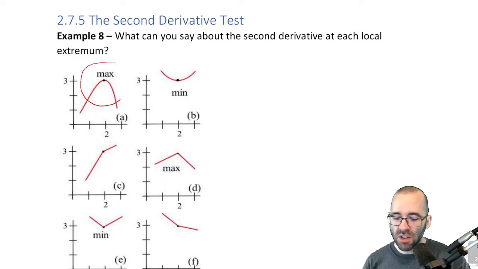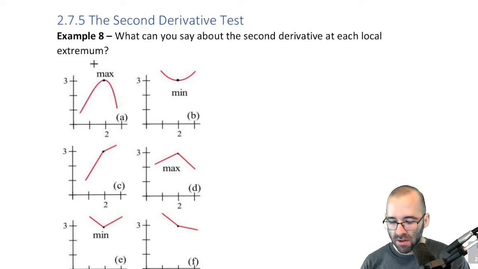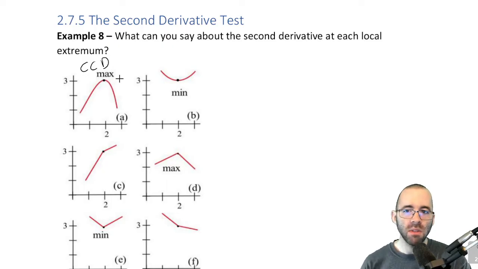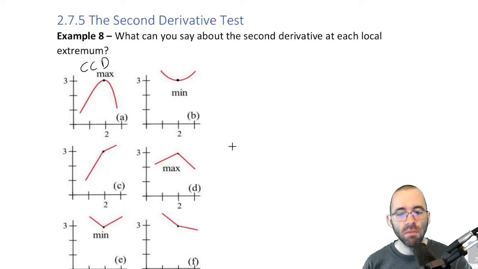Well, in this whole region, what do you know about the concavity? This whole region is concave down, everywhere around, and specifically at the local maximum. For a minimum, notice here, it's concave up. And that's not a coincidence.